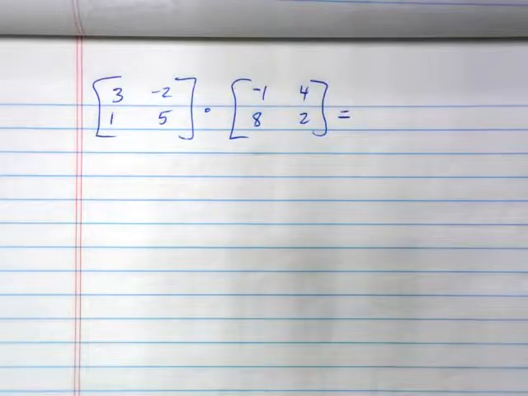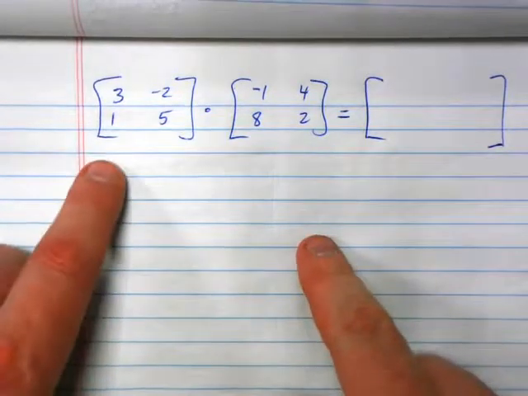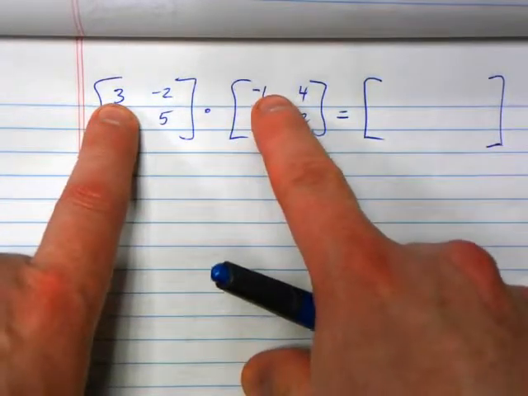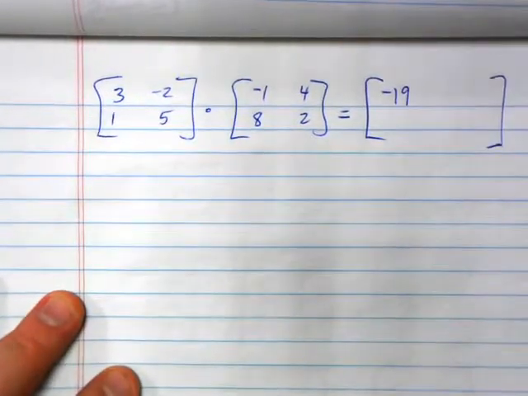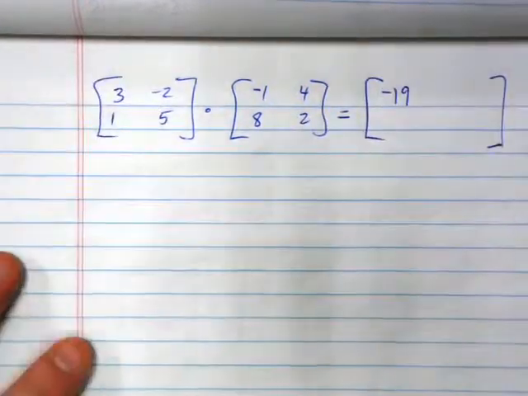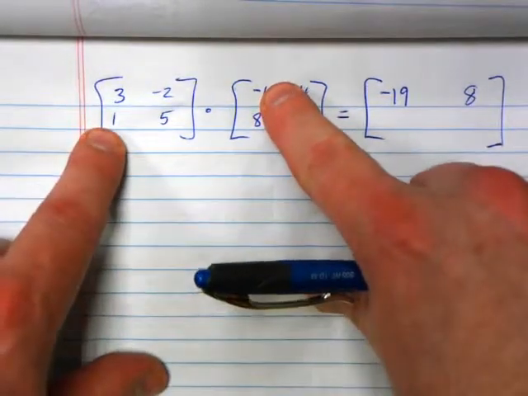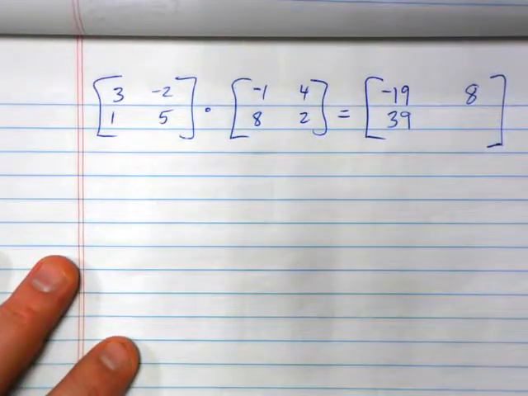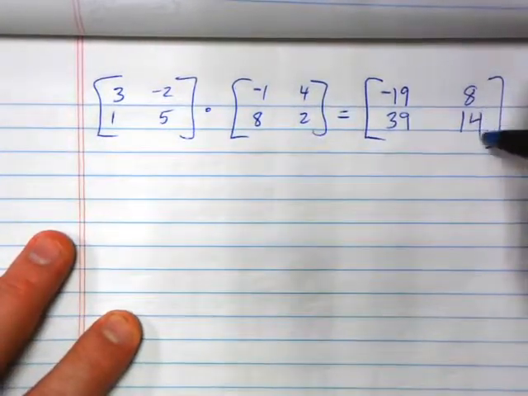All right, so what would the answer be? Three times -1, -2 times 8, -19. 12 minus 4, 8. Then I'm going to have -1 plus 40, 39. And finally, 4 and 10, 14.